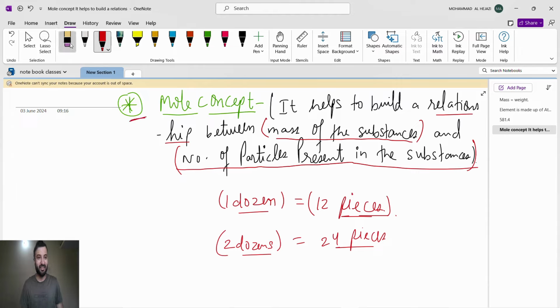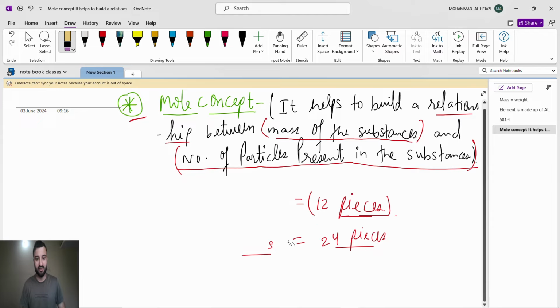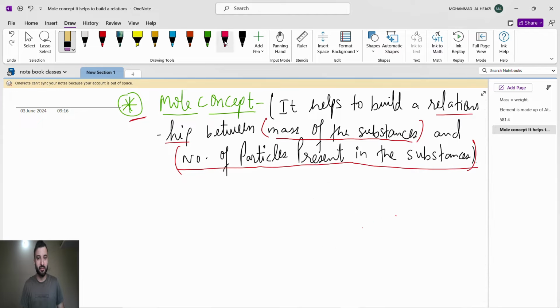Understand? Yes, sir. Don't write this, it is just for your understanding. Write down this much: this is where the mole concept helps us. The mole concept builds the relationship between these two: the mass of a substance and how many particles are present in it. If I tell you the number of particles, how much is the mass of the substance. Who provides this relationship? The mole concept.